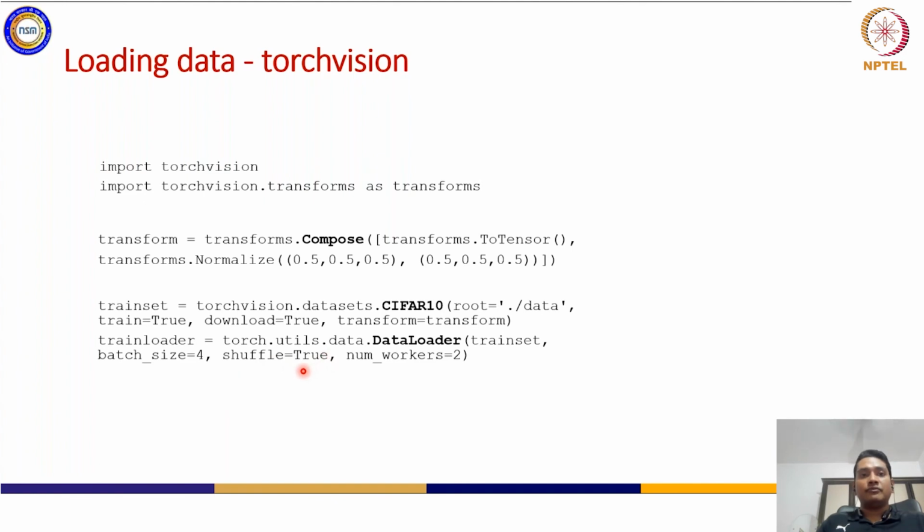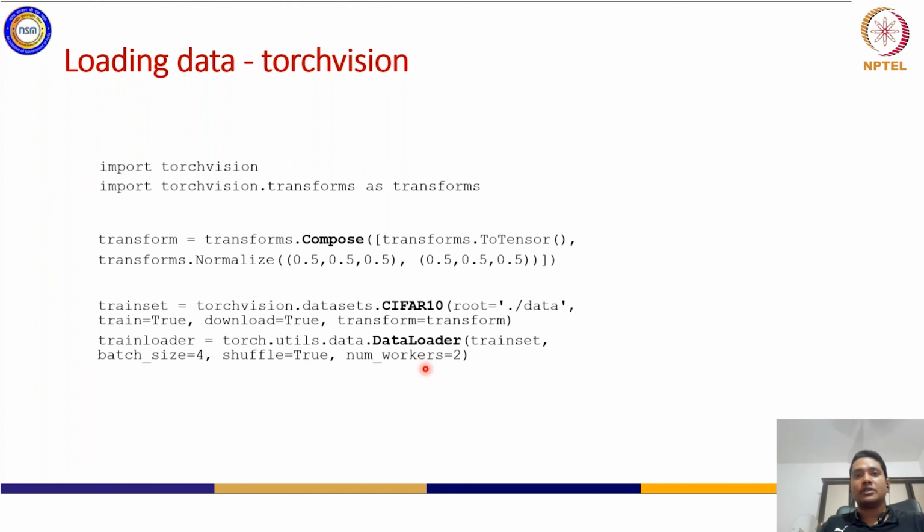shuffle equal to true. For each iteration of training, you want to feed different sets of these batches. Let's say you want to take 4 images from this training set and give them to the training model. If you do not shuffle, that means every iteration you are giving the same set of image data, or whatever data you are giving. So shuffle equal to true for defining the training loader is very, very important.